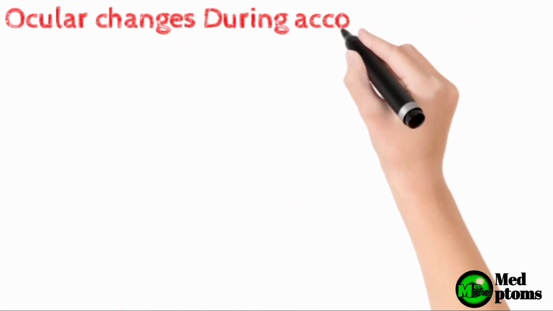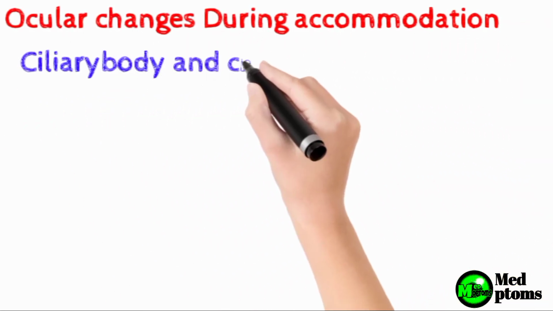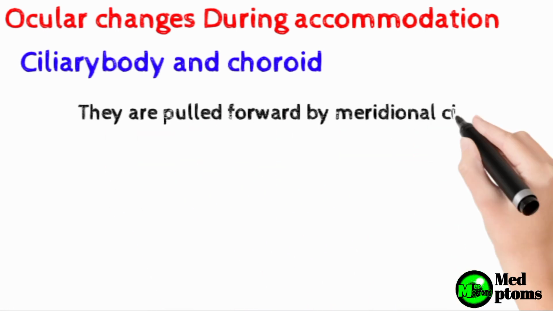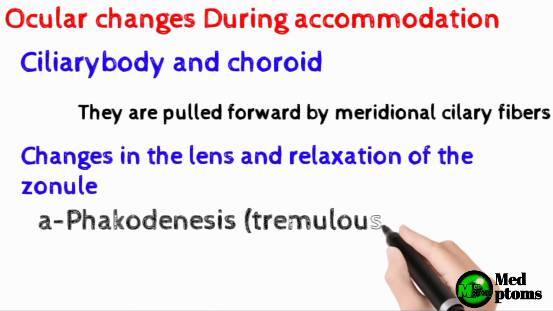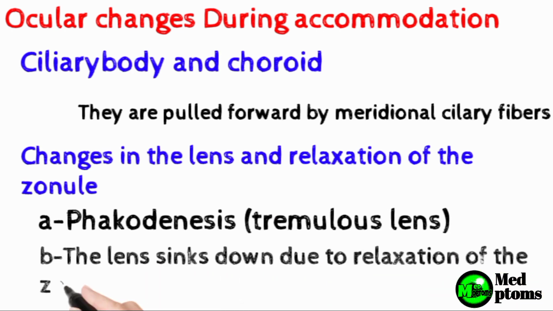Next one, we see the ocular changes during accommodation. Whenever the accommodation process is done, major changes occur in the ciliary body, choroid, and lens. Changes in the ciliary body and choroid: they are pulled forward by the meridional ciliary fibers.